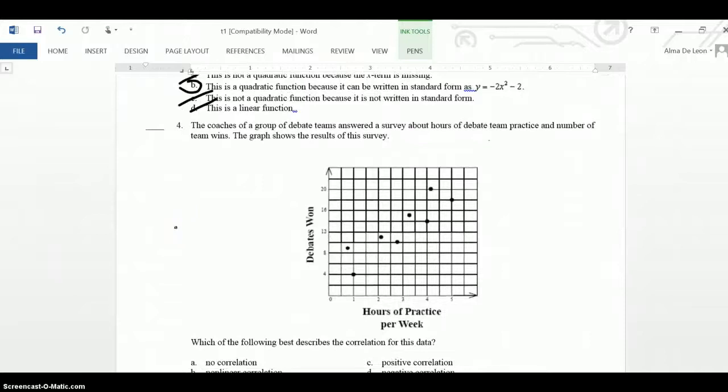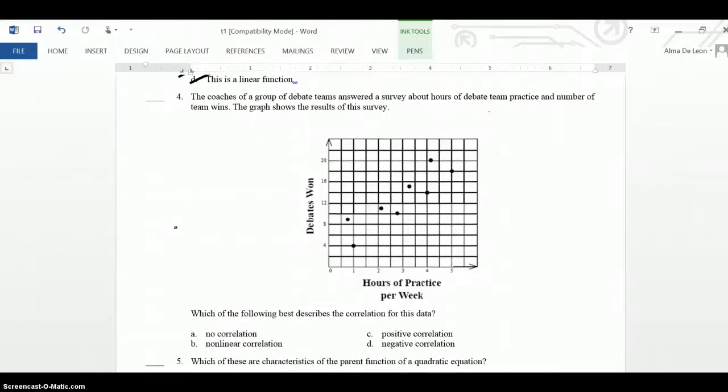Number 4. The coaches of a group of debate teams answered a survey about hours of debate team practice and number of team wins. The graph shows the results of the survey. Which of the following best describes the correlation for this data? Well, for the most part, the points are going up. And because the points are going up, I'm going to call this a positive correlation. Pretty much as the hours of practice per week increases, the number of debates will also increase, which is the better way of saying the dots are going up.